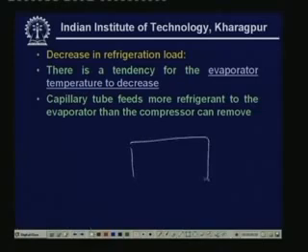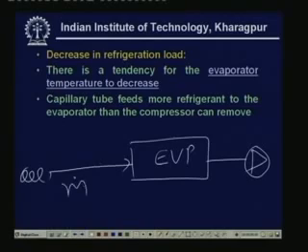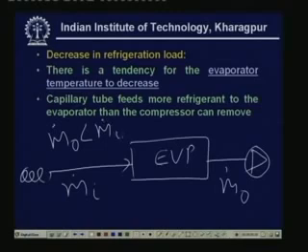Again you have the evaporator here, the capillary tube is here, and you have the compressor on this side. So the capillary tube feeds more refrigerant, meaning more refrigerant enters and less refrigerant leaves. That means now m dot O is less than m dot I. That means the refrigerant gets accumulated in the evaporator. This effect is exactly opposite to what happens when the load increases.